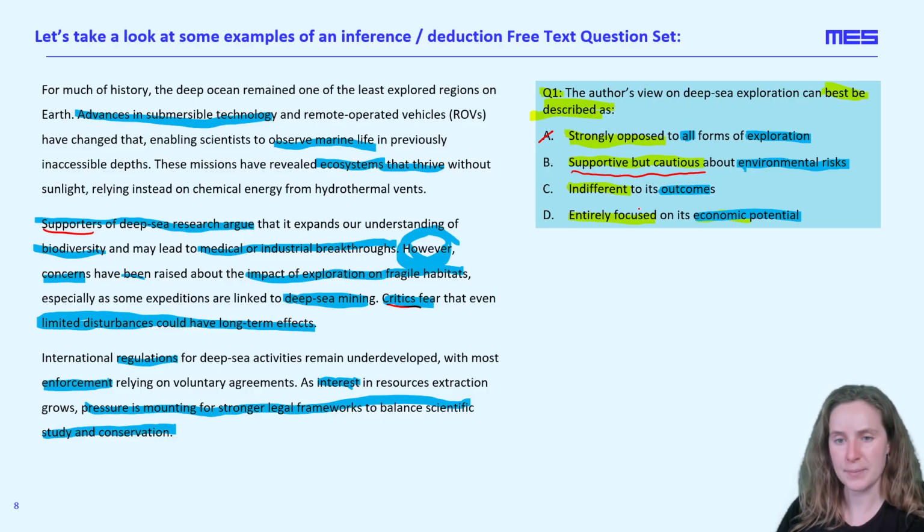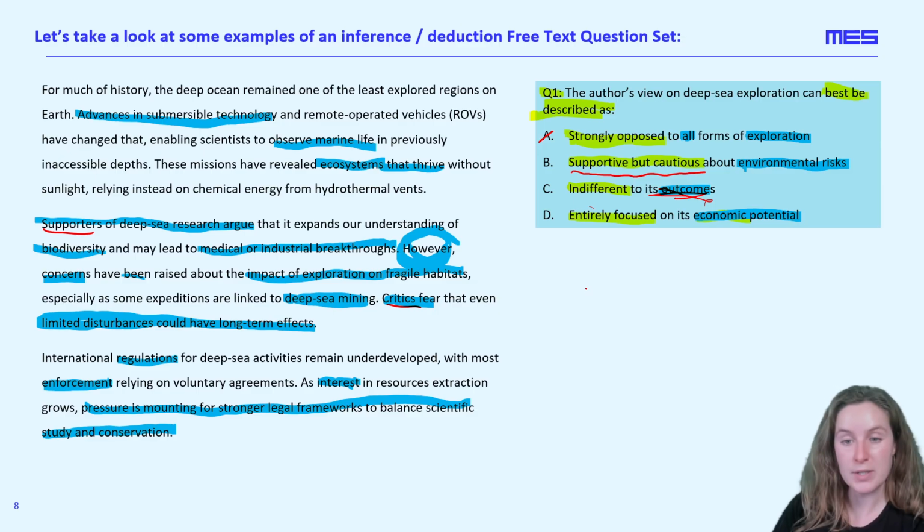Indifferent to its outcomes. This one might give us some pause because it certainly is focusing on the outcomes, and it's also certainly not impassioned, either strongly opposed or entirely focused. So these two, I would say, are our closest. Let's leave them both for now and move on to D, and then see if we can eliminate D and then make our choice. So D is entirely focused on its economic potential.